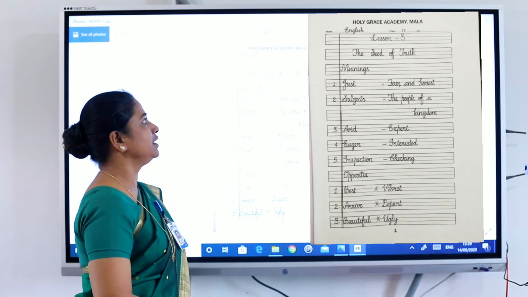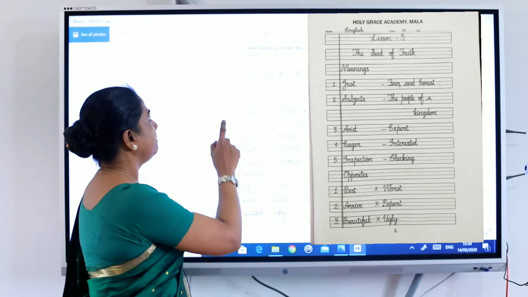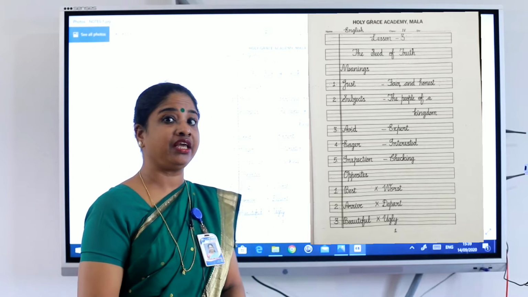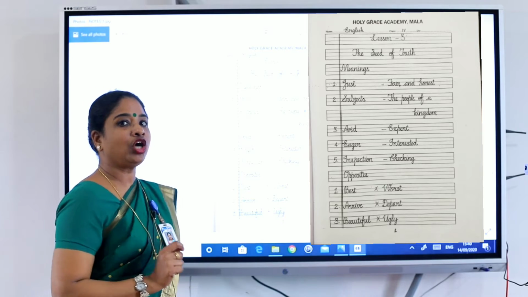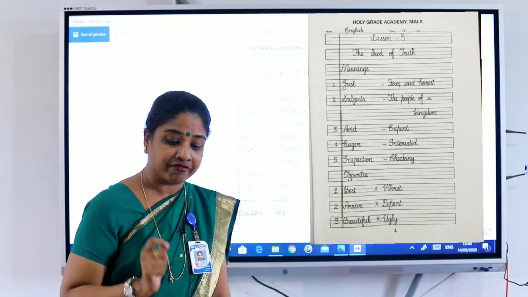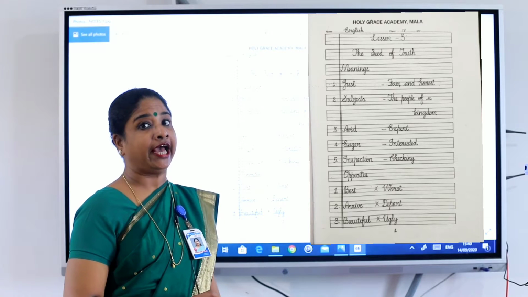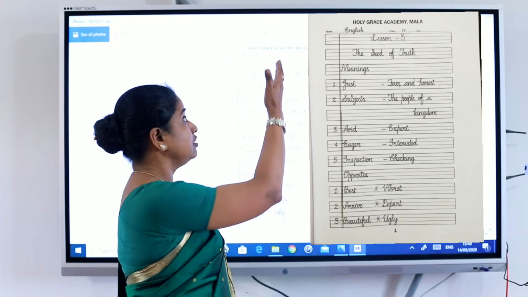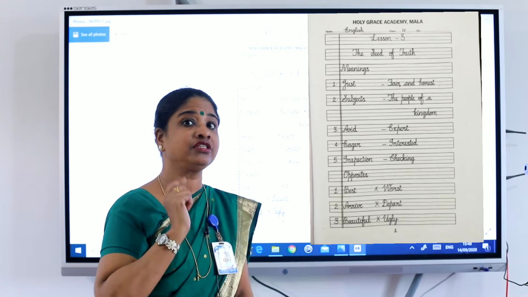Here it is. The first thing that you have is meanings. So, what is the first meaning given out there, children? Just. The meaning of just is fair and honest. Fair and honest.